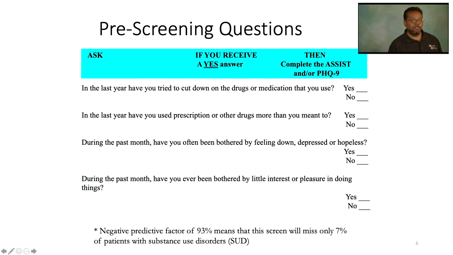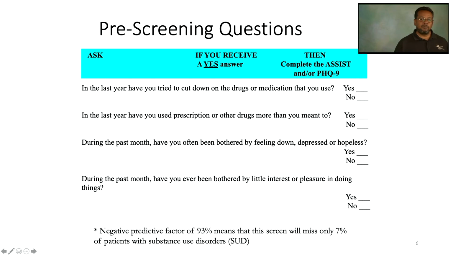All right, so the pre-screening questions can be grouped. This is an example where you'll see 4 questions that are focused on drugs and also on depression. So we commonly use a pre-screener like this in a situation where we're working with individuals at a primary care setting, where there's a primary reason that we think that there would be a likelihood for substances being used.